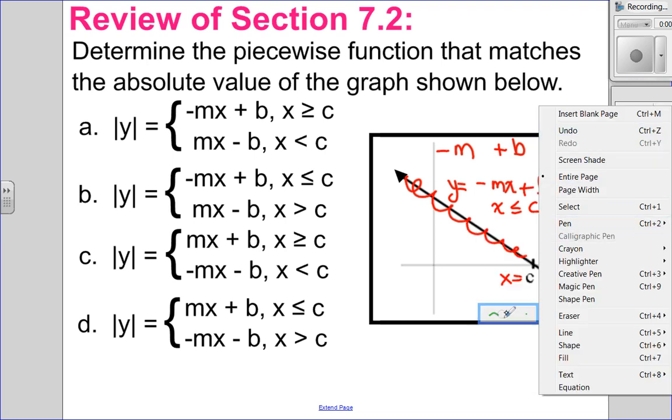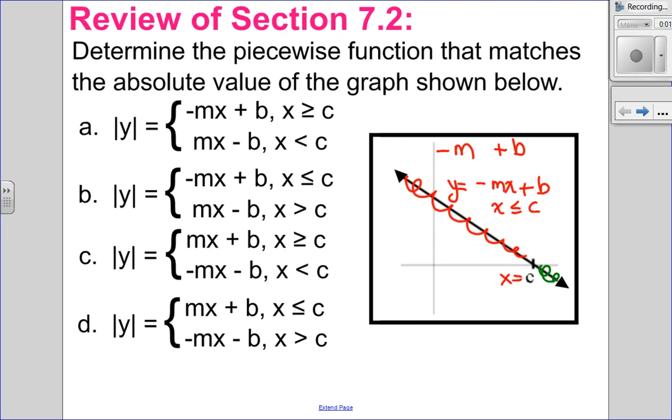That's the positive piece. Let's look at the negative piece here. So the negative piece is going to happen to the right of c, and that will be reflected in the x-axis because the absolute value of a negative is a positive. So to show that it's been reflected, when I reflect it, the negative slope will become a positive slope, and the positive y-intercept will become a negative y-intercept. So looking at my options to see which one matches, it looks like option B matches.